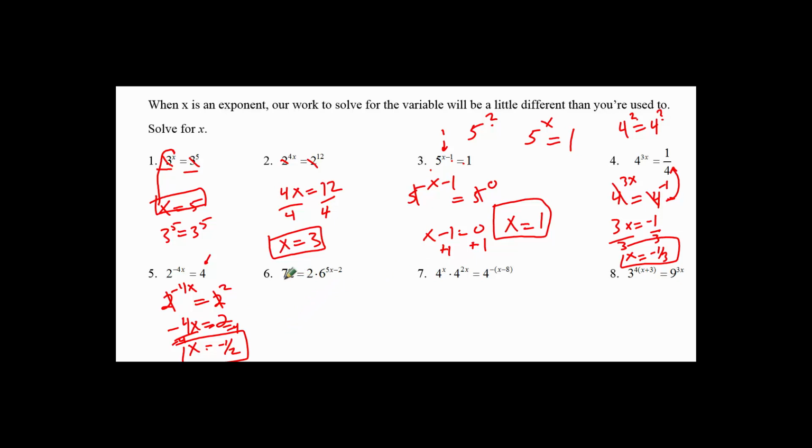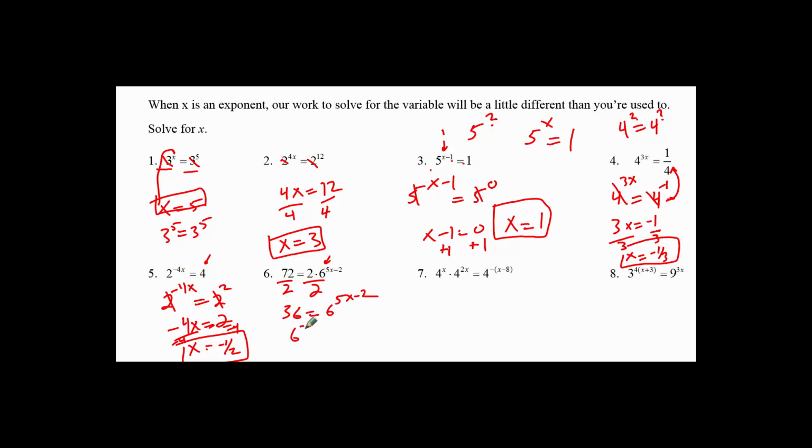Alright, so let's try some methods. So what in the world do we do here? I'm going to say get the 6, or get whatever base it is, alone. So we get this 2 here. We're going to get rid of that. 72 divided by 2 is 36. Equals 6 to the 5x minus 2.